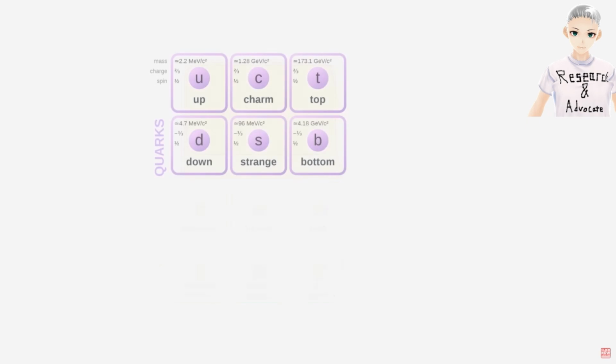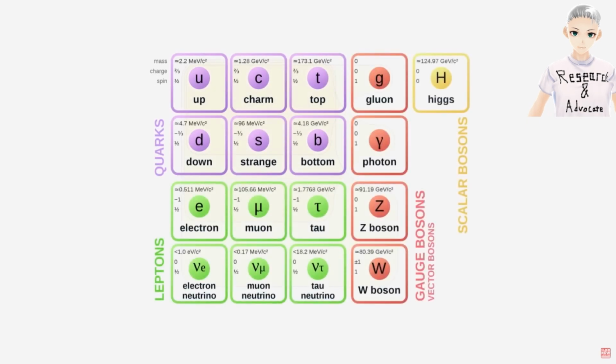Let's start by throwing away the table of the standard model and begin with a clean slate. We'll start with nothing and go step by step while exploring the standard model. First, let's build an atom. To do this, we need quarks.